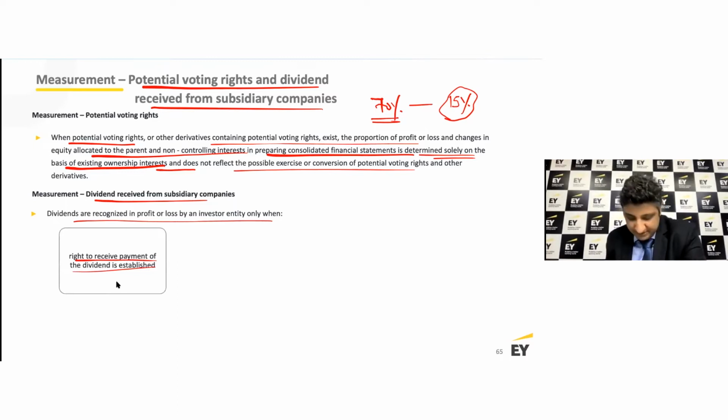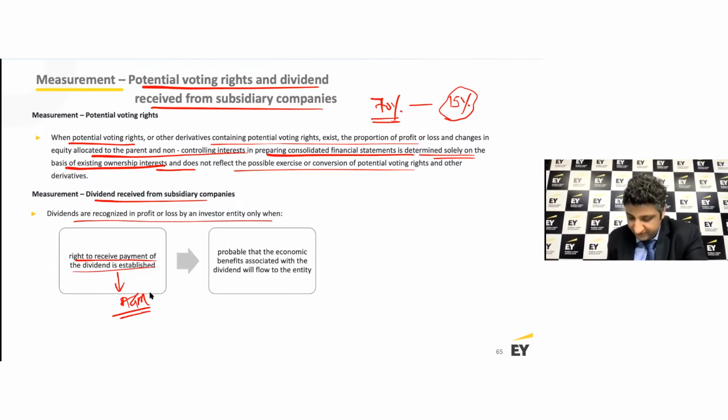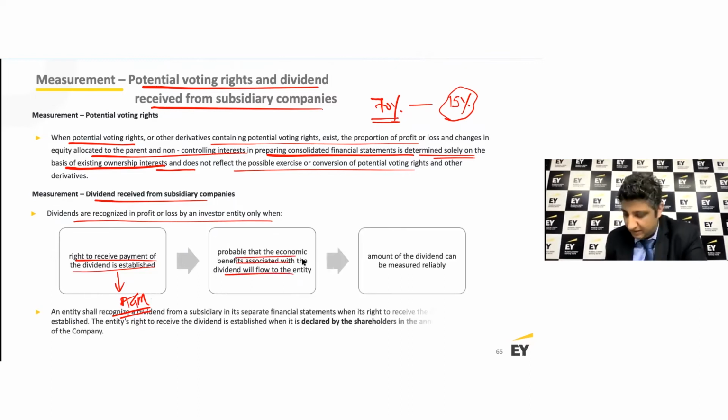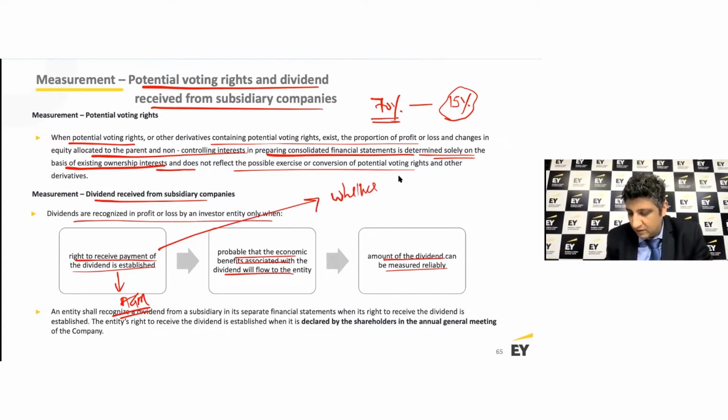When that is established, and this would normally be the case when, for example, in the annual general meeting the shareholders have approved that particular dividend, and it is likely that the benefits would arise to you and the amount can be measured reliably. So in your examination, you would normally be checking whether this is available to you or not. So be comfortable about this part altogether.